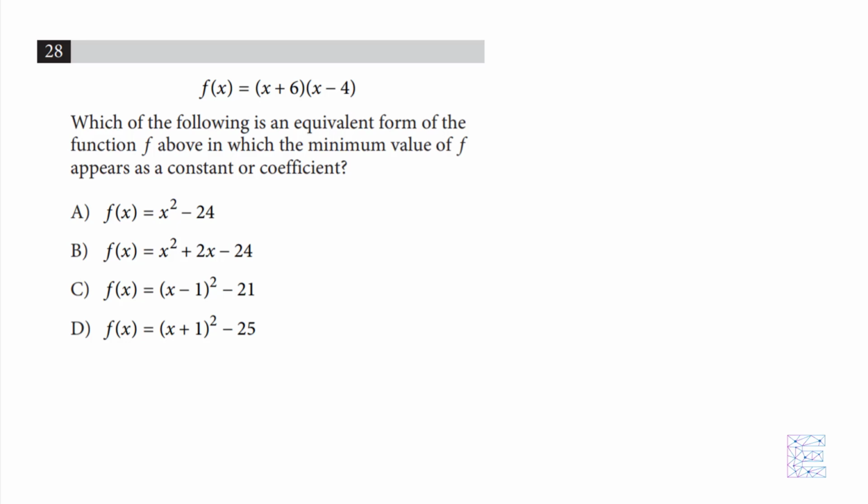Which of the following is an equivalent form of the function f above in which the minimum value of f appears as a constant or a coefficient? So we have a quadratic equation right here, and we're looking for the minimum value of f. Now, minimum or maximum on a quadratic is what's known as a vertex, right?